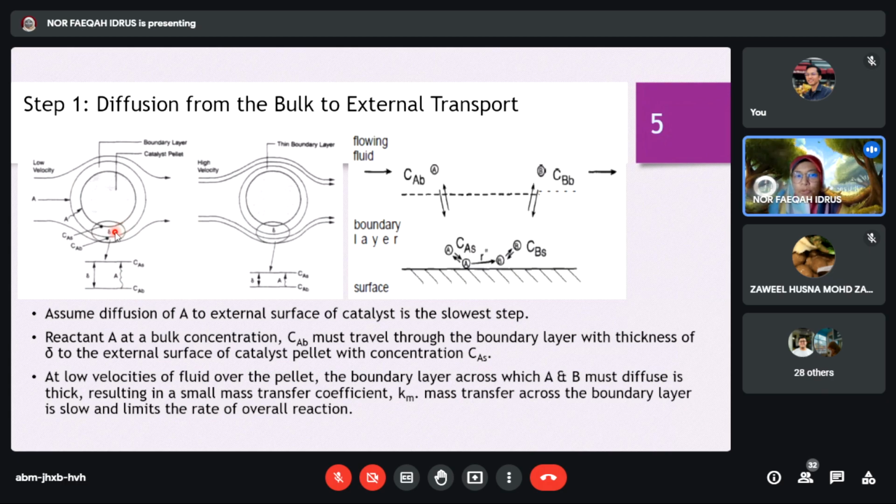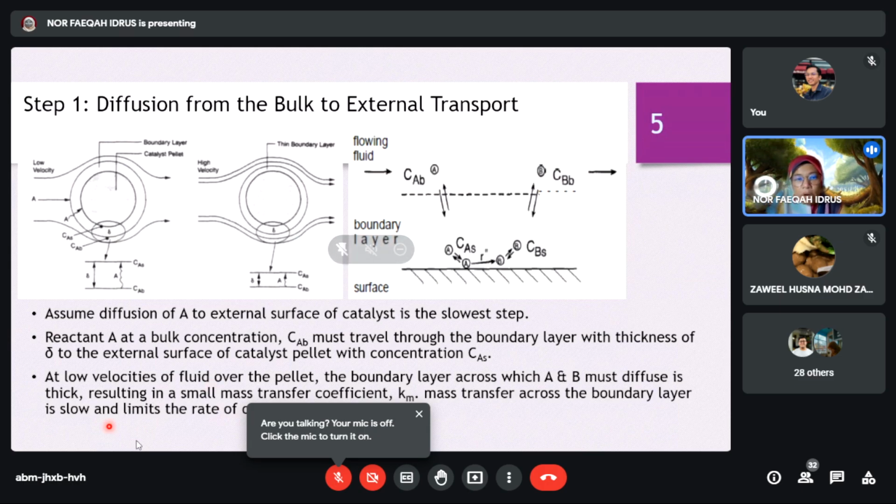Of course, the reaction to produce product will occur. But due to the mass transfer of reactant being very slow, the reaction is faster than the mass transfer of reactant. Reaction to produce product is faster than the mass transfer of reactant untuk sampai ke external surface. So that's why the mass transfer of reactant will limit the rate of the overall reaction.